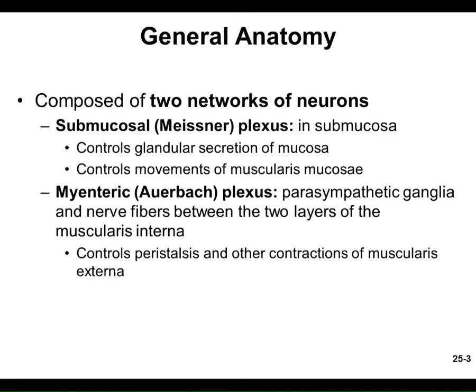Now, there are two sets of neurons in your enteric nervous system. The submucosal plexus, recall a plexus is a what? A group of neurons, right? A cluster of neurons that travel together. And these are also called the Meissner plexus. These are in the submucosa. Can you imagine where that is?